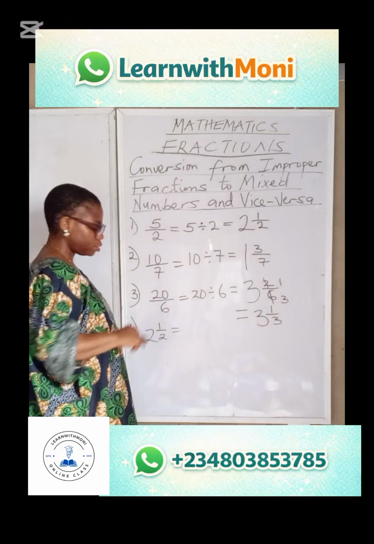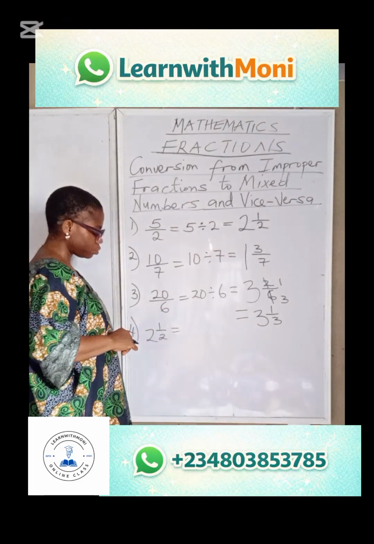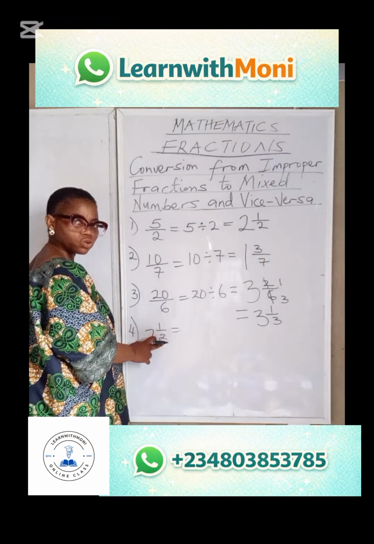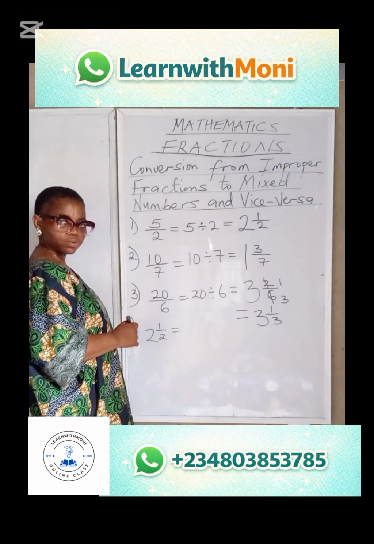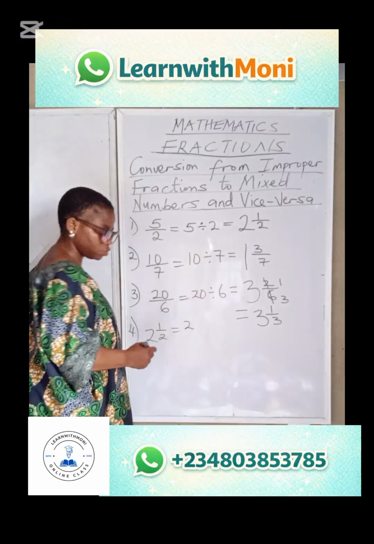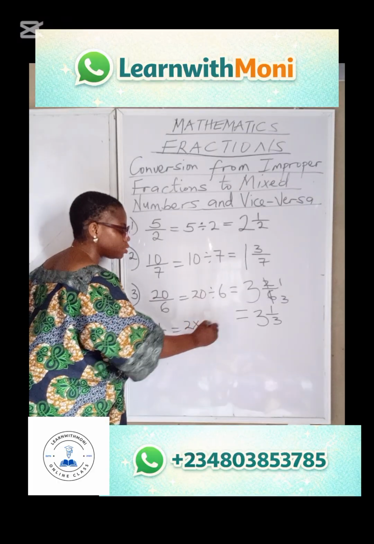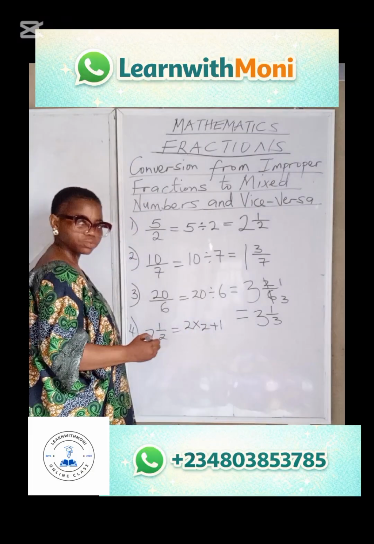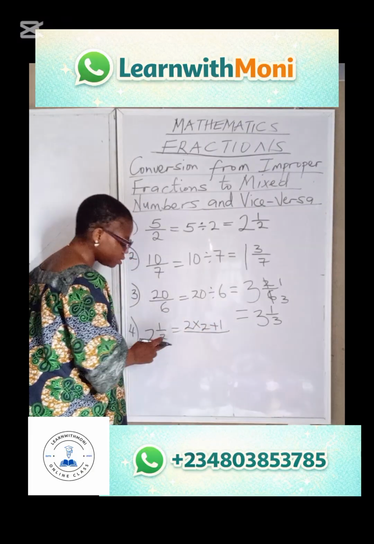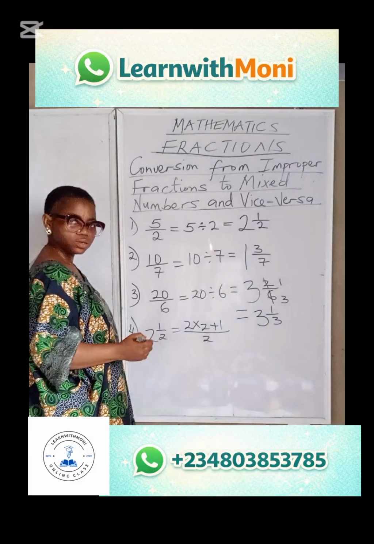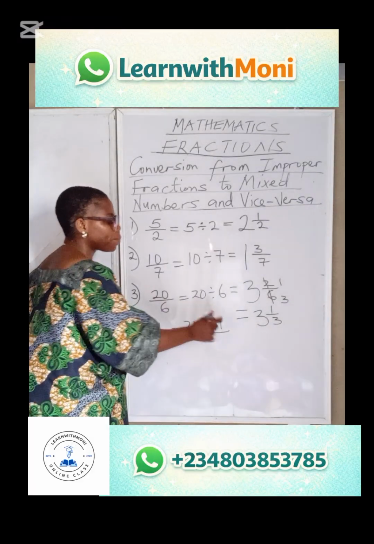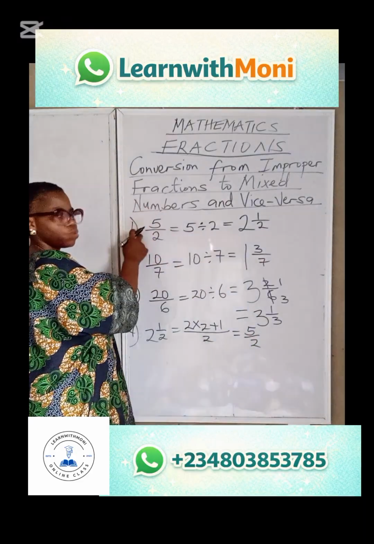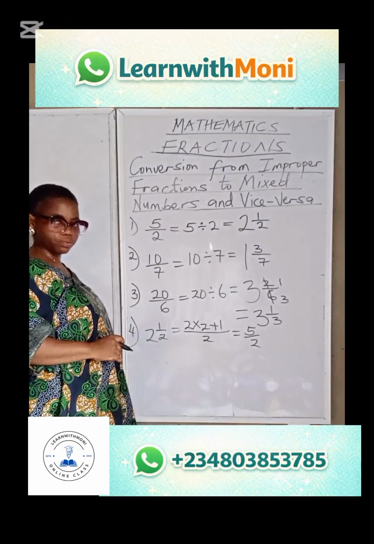To be converted to improper fraction, what you do here is the whole number multiplied by the denominator plus the numerator. Look at it. 2, which is the whole number, multiplied by the denominator, which is also 2, plus the numerator. Everything over the denominator. 2 times 2 is 4. 4 plus 1 is 5. And that is 5 over 2. You can see that we actually got back to where we started from.